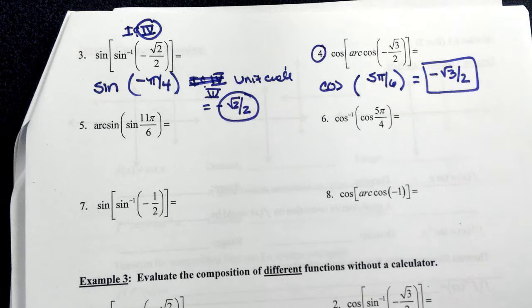Okay, so we should come up with negative square root 3 over 2. Any questions on how I got negative square root 3 over 2? Now, ladies and gentlemen, notice in 3 and 4, the composition rule applied.